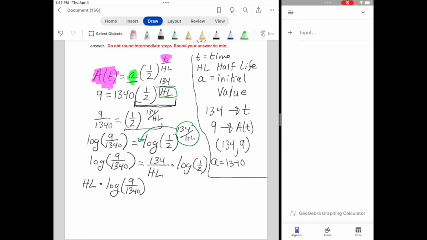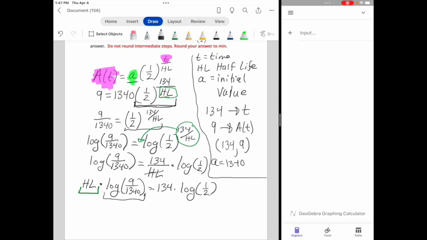And that way, when I multiply it on the right-hand side, this HL is going to cancel out because you have the HL in the numerator and the denominator, so you can just get rid of it. So what I'm left with now is 134 times log of 1/2. And then the last step, we want to get the HL by itself. That's what we're solving for. We can divide both sides by the log of 9 over 1340.